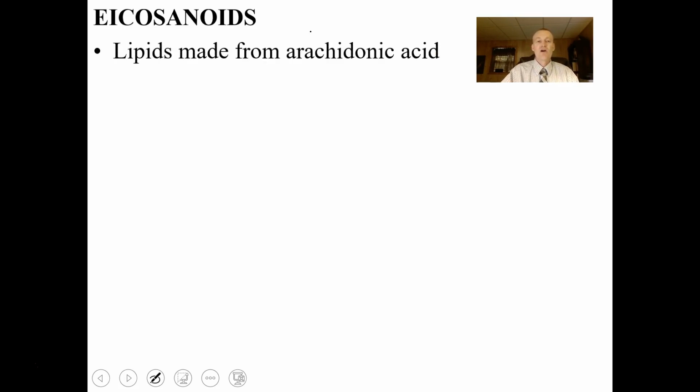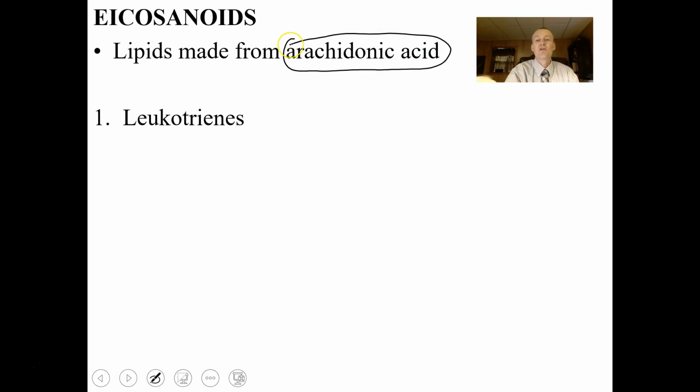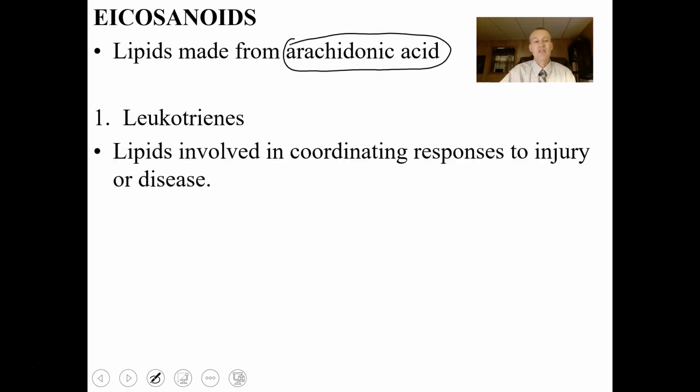Eicosanoids are another lipid that's made from arachidonic acid. This is a component of cell membranes, and it's something that you eat. And from this arachidonic acid, we can build leukotrienes. Leukotrienes are lipids that are involved in coordinated responses to injury or disease. It's also involved in an allergic reaction. Some of the allergy medicines that you take knock out leukotriene production, thus knocking out the allergic reaction.